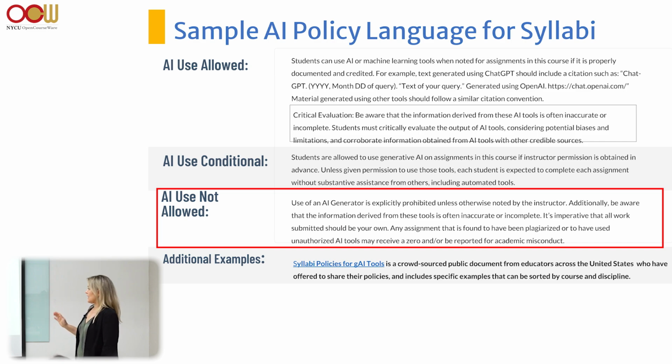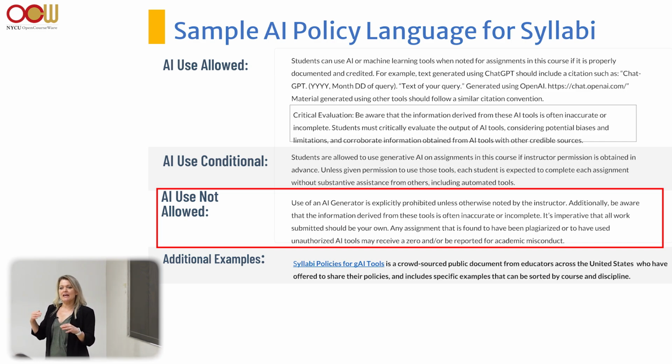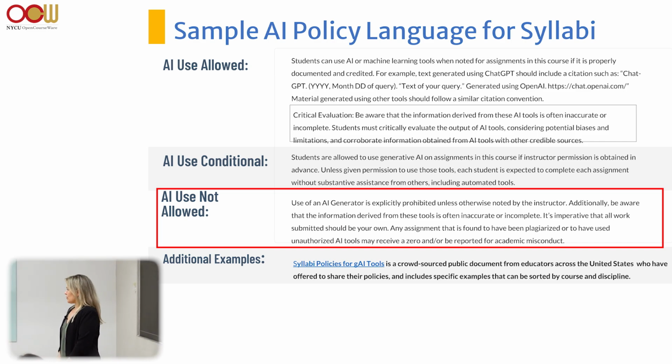And then this is more restrictive. So AI use is not allowed. Use of an AI generator is explicitly prohibited unless otherwise noted by the instructor. Additionally, be aware that the information derived from these tools is often inaccurate. It's imperative that all your work should be your own. Any assignment that's found to have been plagiarized or to have used unauthorized AI tools may receive a 0 and/or be reported for academic misconduct. So that's more restrictive, but it's also giving you the room as the instructor to say, okay, that's my overall policy, I don't allow it, but perhaps on a certain assignment, you will say, for this specific assignment, you are allowed to start with AI to get your ideas, or however your plan is.